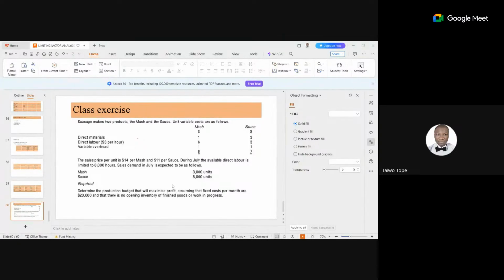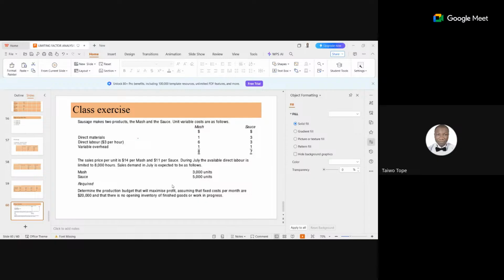Then you now determine the contribution per limiting factor, which will be your contribution per unit divided by labor hours per unit. For mash, it should be 6 divided by 2 hours. You should have 3 naira as the contribution per limiting factor. And for sauce, it should be 4 divided by 1, and you should have $4 as your contribution per limiting factor. Now, you rank which one is giving you the best.